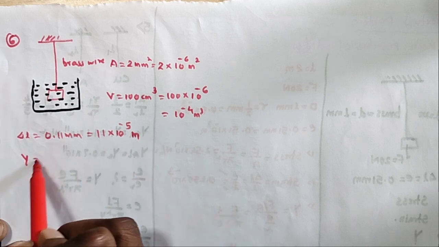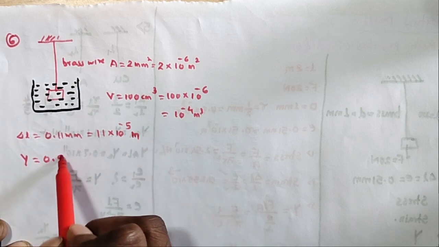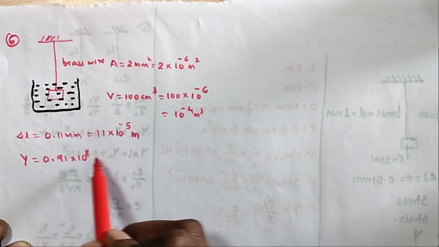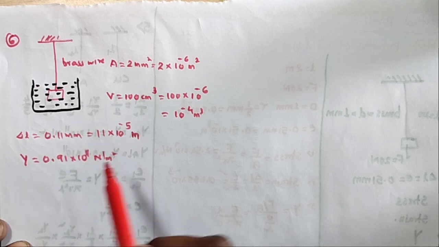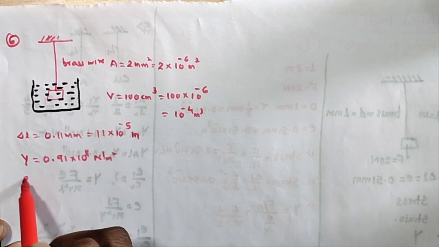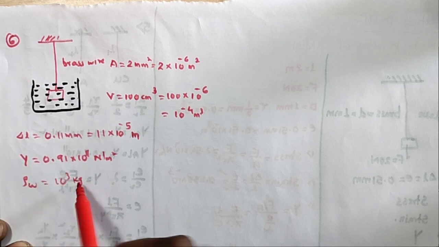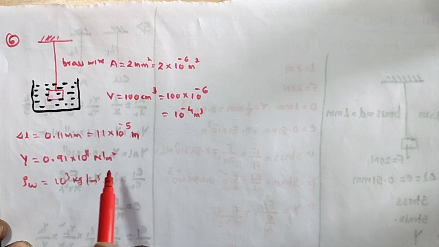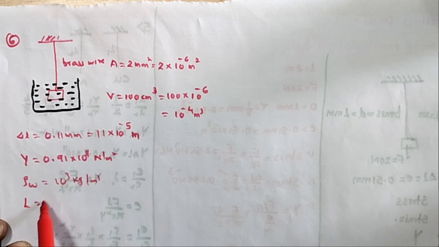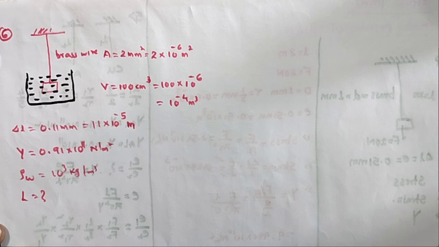Y is given, so 0.91 into 10 power 11 Newton per meter square, and density rho water is given, 10 cube kg per meter cube. Calculate what is the natural length here. You can calculate length, very simple.